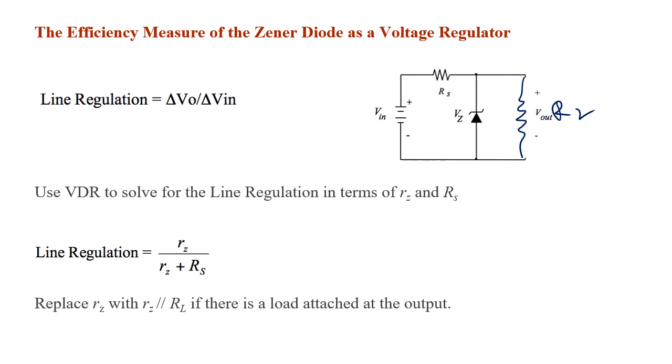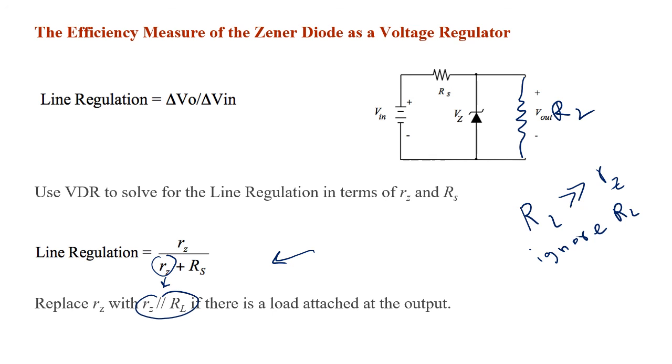So just to summarize again, if RL is much greater than RZ, then you can ignore RL and just simply use this formula. If RL is small enough, then you'll have to replace RZ in this formula with RZ in parallel with RL.